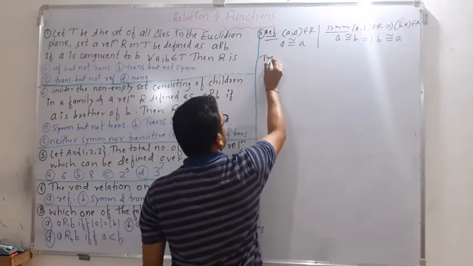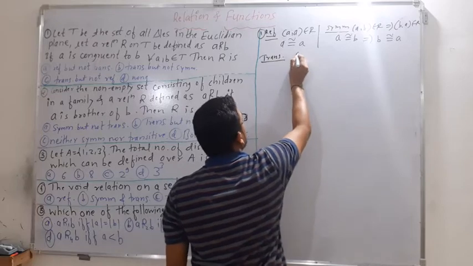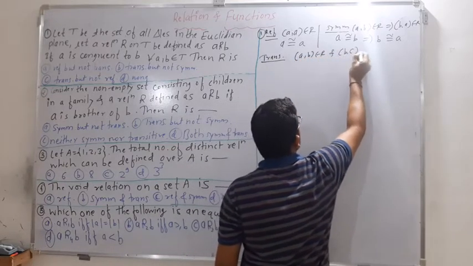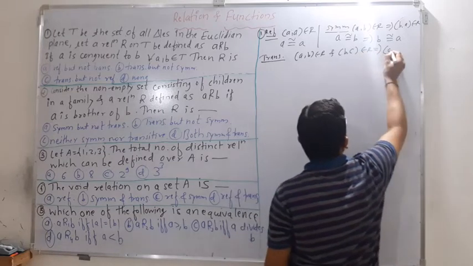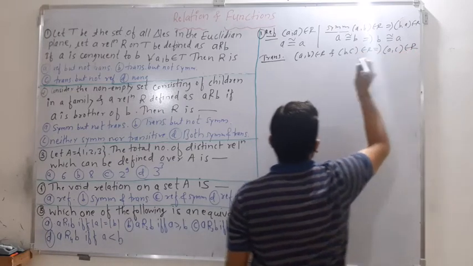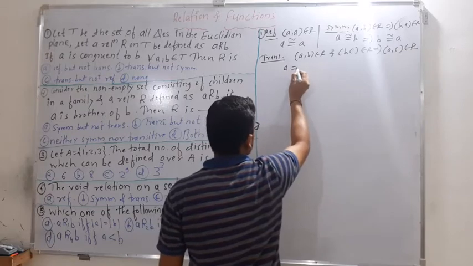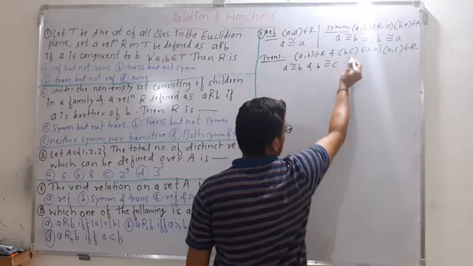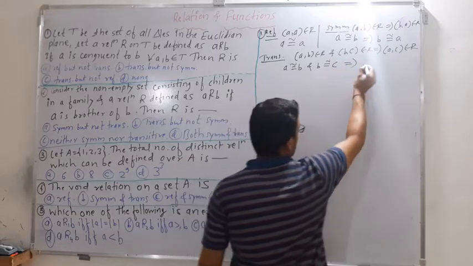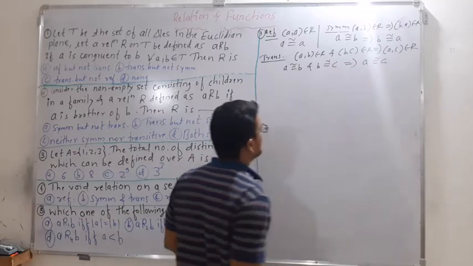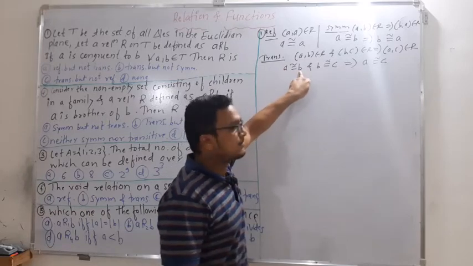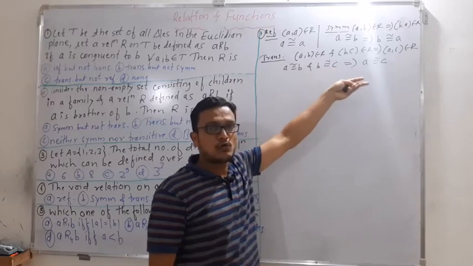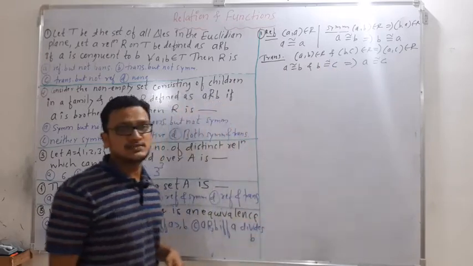Let us check for transitive now. What is the transitive definition? AB belongs to R and BC belongs to R should imply AC belongs to R. Now see here, AB belongs to R means A is congruent to B, and here B is congruent to C. Then obviously it implies A is congruent to C. So obviously A and C will be congruent. Therefore R is transitive.